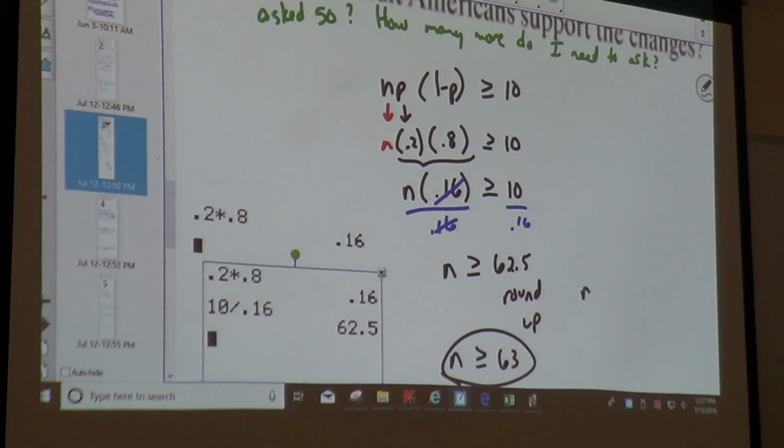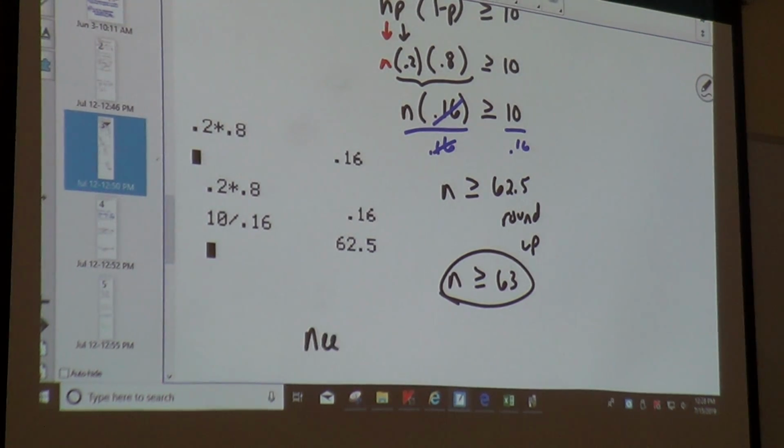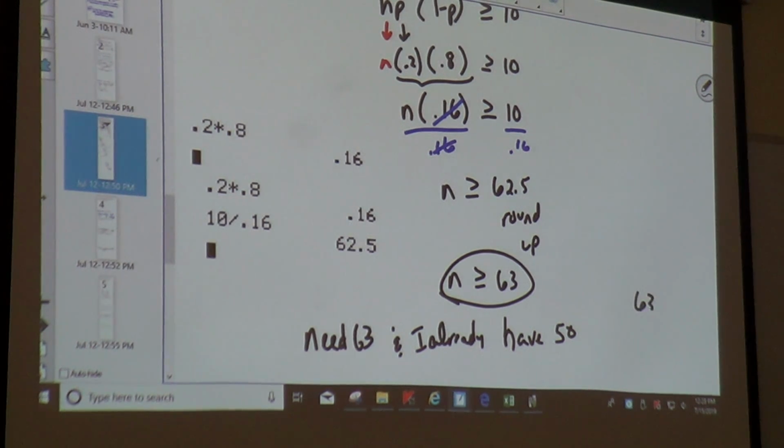So that means I need 63, and I already have how many people? 50. So how many more do I need? I need 13 more. So that is my final answer that I would put in, that I need 13 more people.